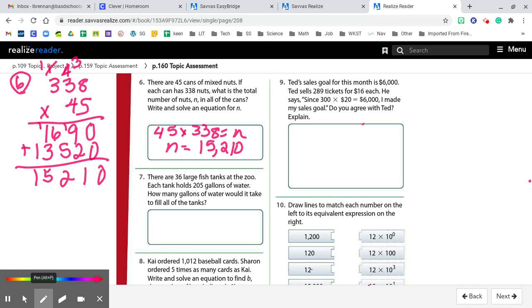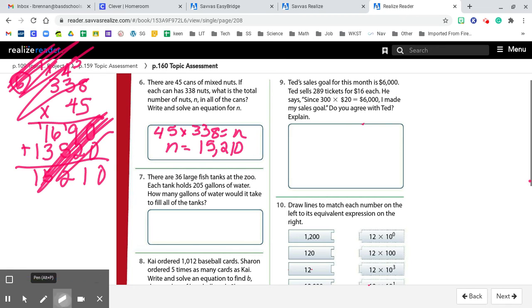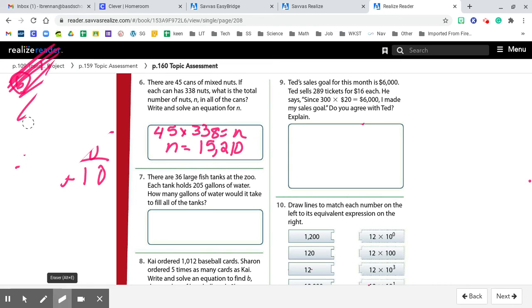I don't know why we want to know how many nuts there are, but whatever. It's an odd question. Oh boy, this is my new computer, and the touch screen is not as nice as my old computer.